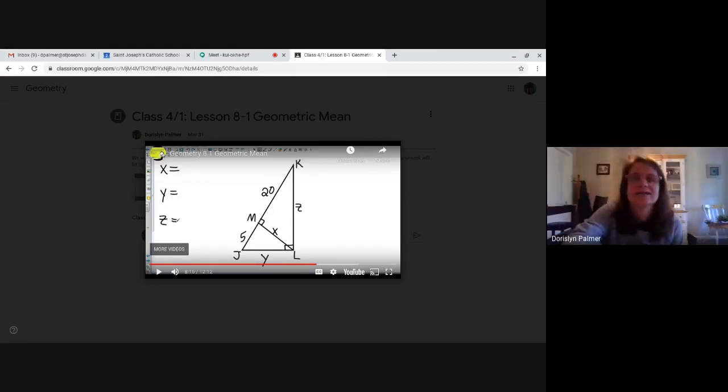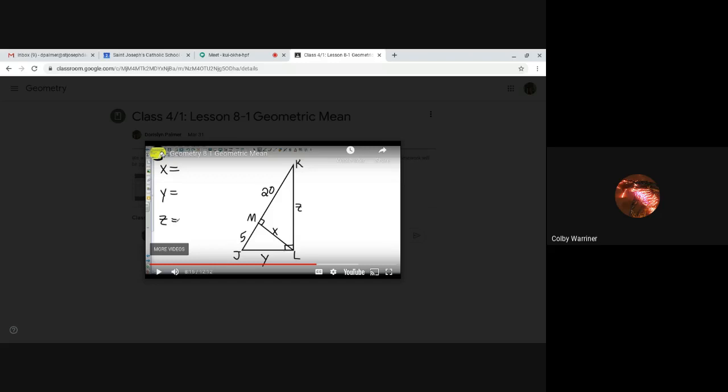All right, so if we're trying to find X, right here, we're going to say that X equals the square root of this adjacent side, 5, right, times this side, 20. So if X is the square root of 5 times 20, what would X equal? Colby, what's 5 times 20? 100. Good. So the square root of 100.